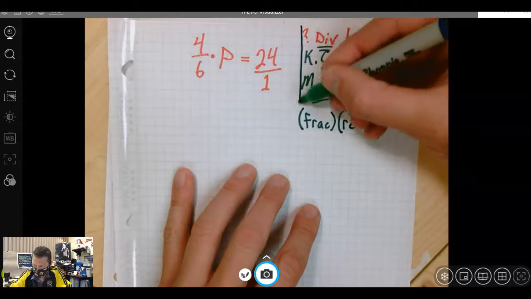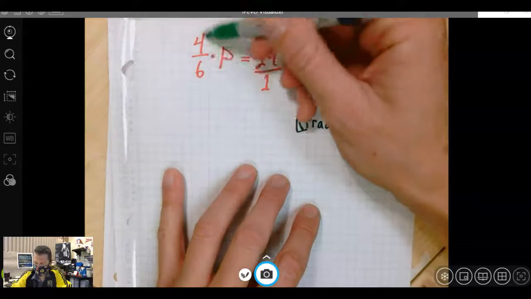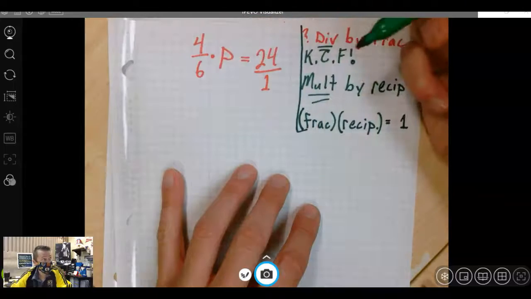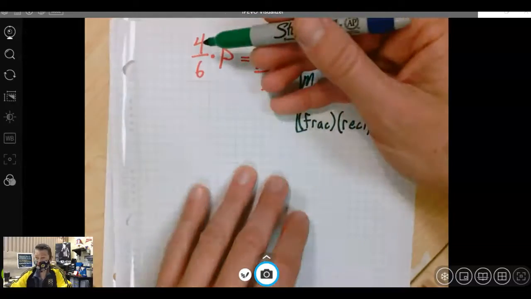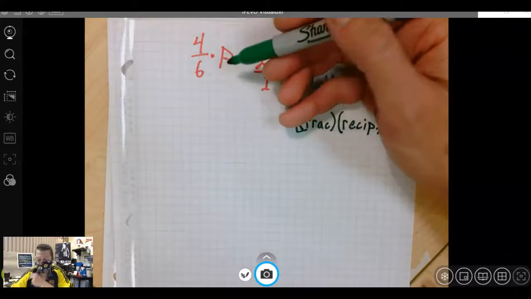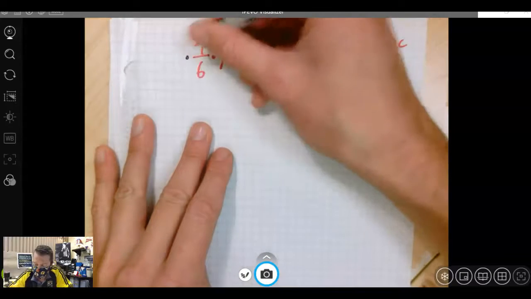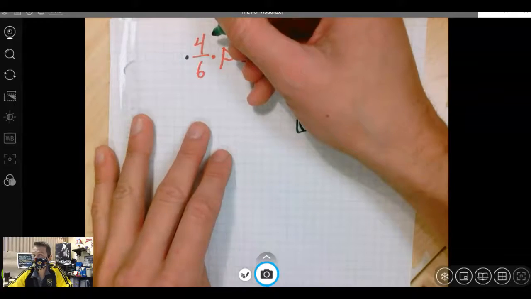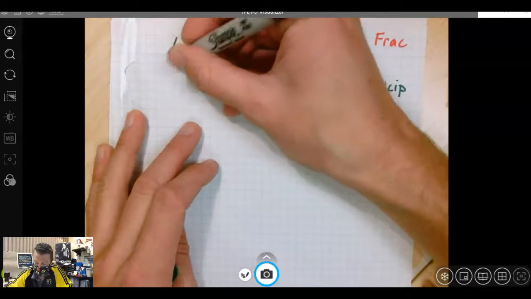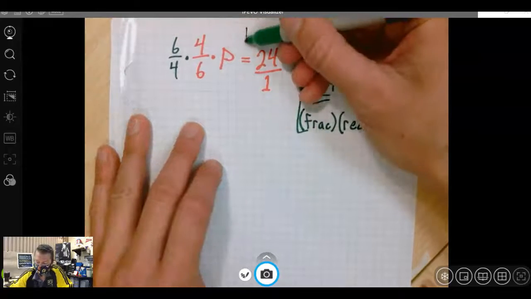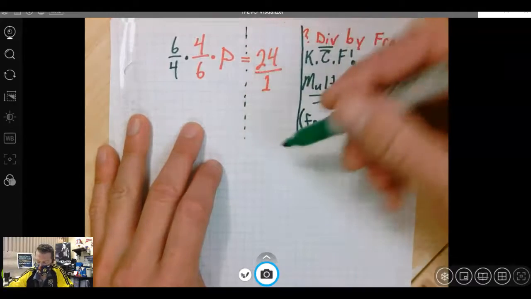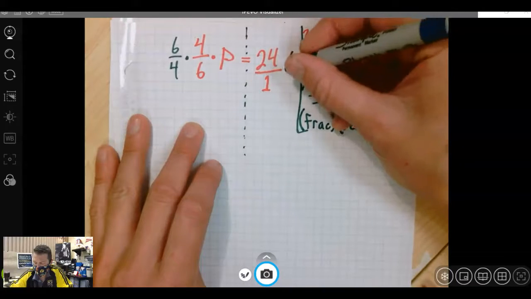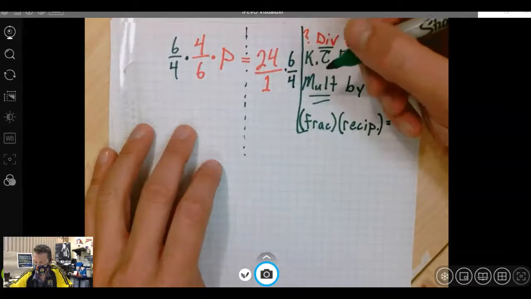So what we are going to do is say, oh, over here, what we want is 1p. To get to 1p, we're just going to multiply by the reciprocal of 4/6. What's the reciprocal of 4/6? Yeah, flip it, we get 6 over 4. Now, can I just do it on the left side? Yeah, we have to do it on the right also. So we multiply by 6 over 4.